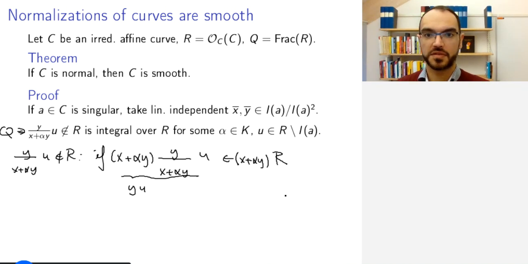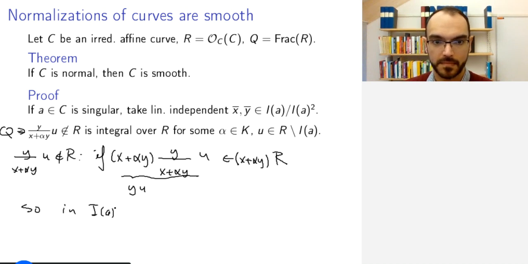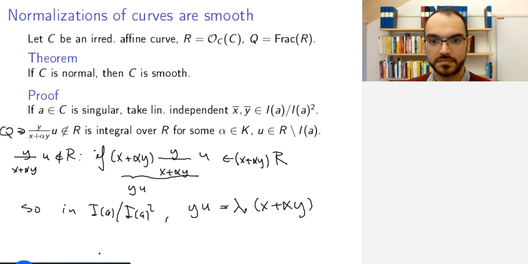Now, when I pass to this quotient, then I get that this yu is a multiple, so is some lambda times x plus alpha y. Well, that is because any element in R mod I of A, this is isomorphic to K.